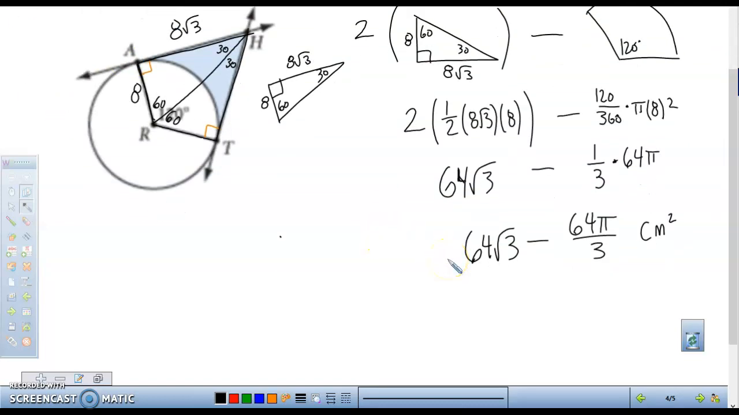So now I'm going to plug this into my calculator. So 64 times the square root of 3 minus 64 pi divided by 3 is approximately 43.8 square centimeters. So the direction says to round to the nearest tenth. You can use the pi button in your calculator and you round it. All right, real quick, we got one more quick example.